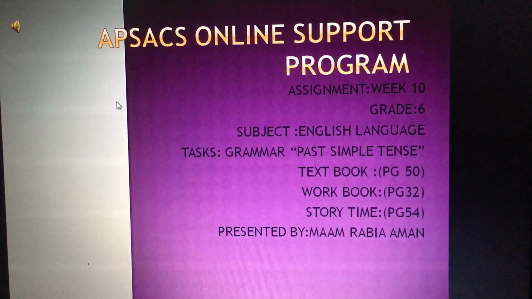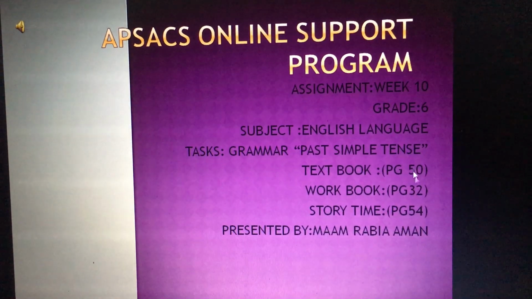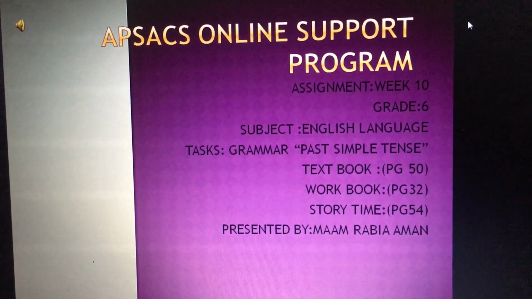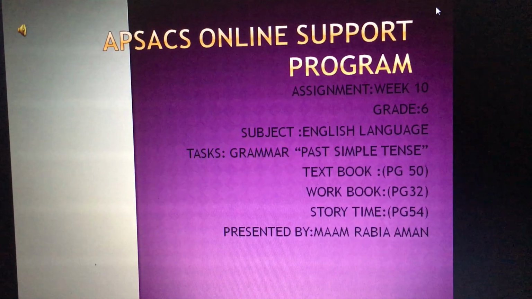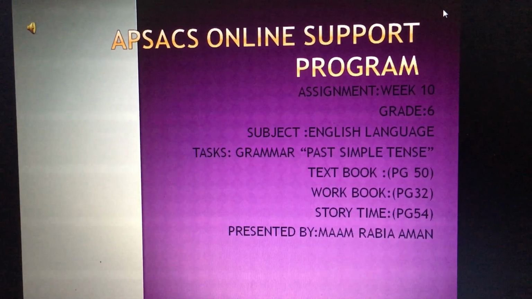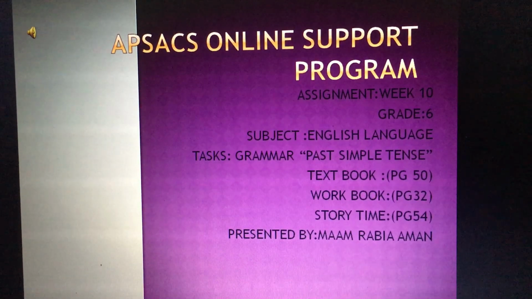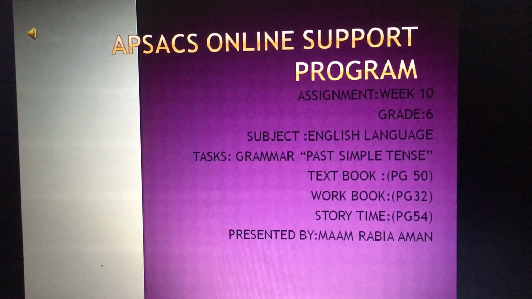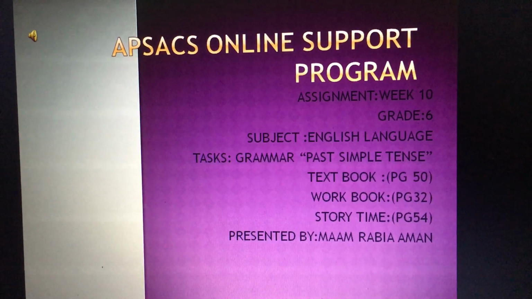Today I'm going to discuss with you the assignment of week number 10 of English language. We are having two tasks today. Number one is a grammar topic, that is past simple tense, and number two is story writing.